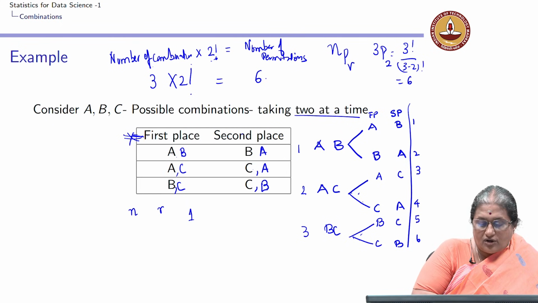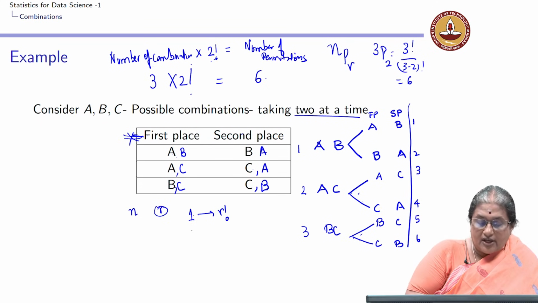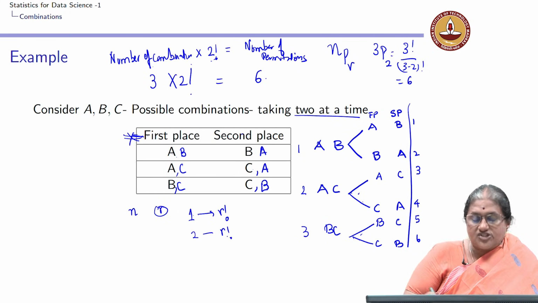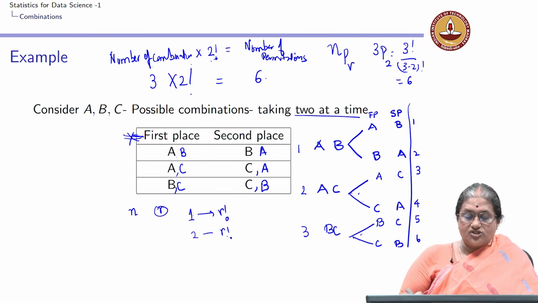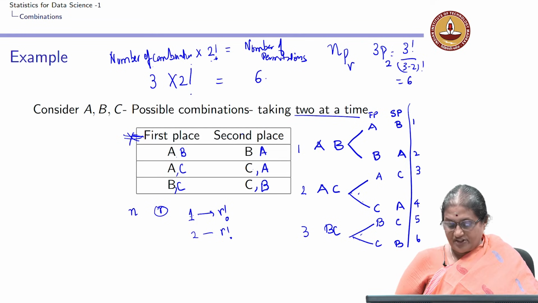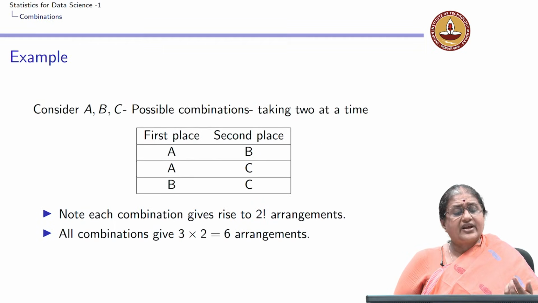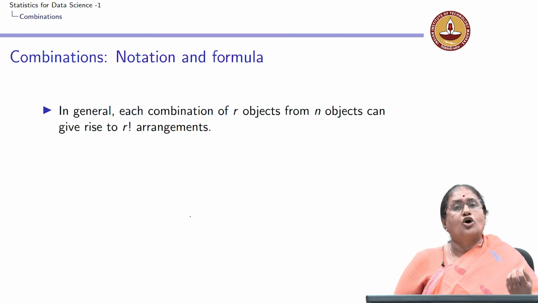if I have my first combination of r objects from n objects, the one combination would give rise to r factorial arrangements. The second combination will also give rise to r factorial arrangements. So, every combination gives rise to r factorial arrangements. Now, why is this important to us? From this, we can actually set up what we are referring to as a combination notation and formula.